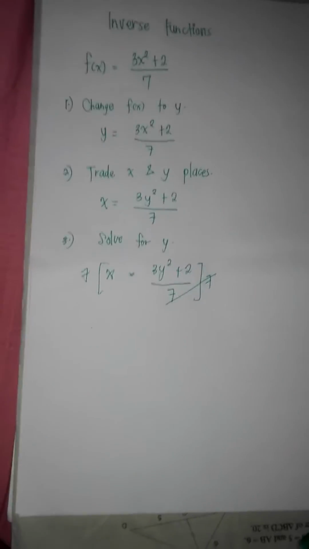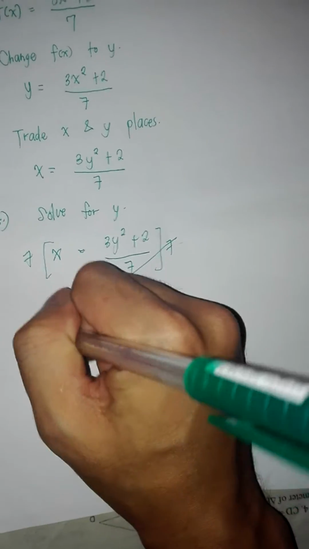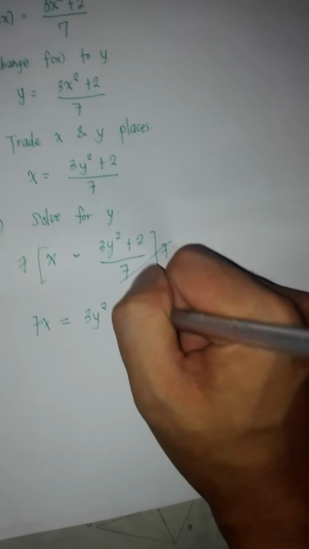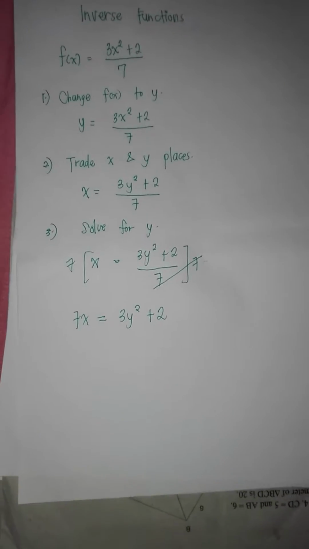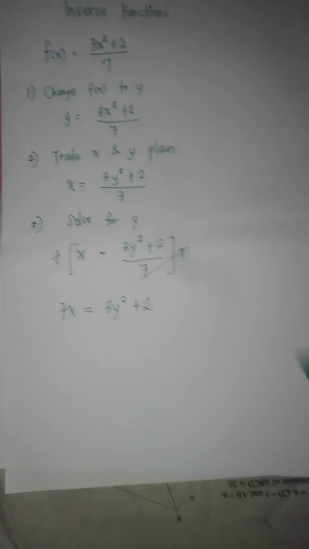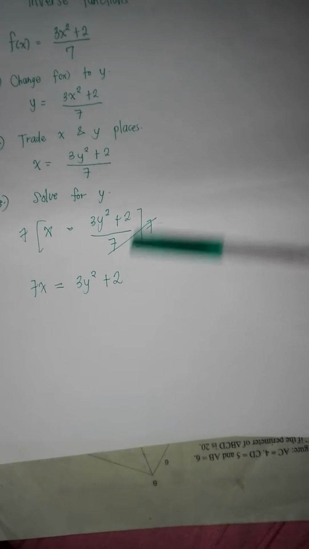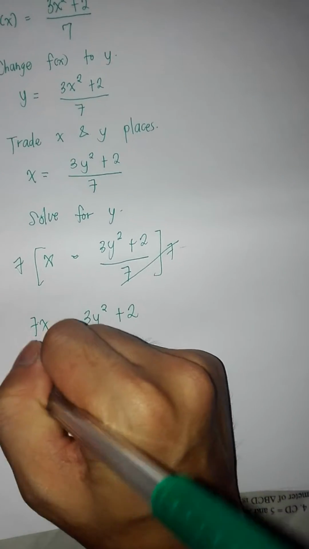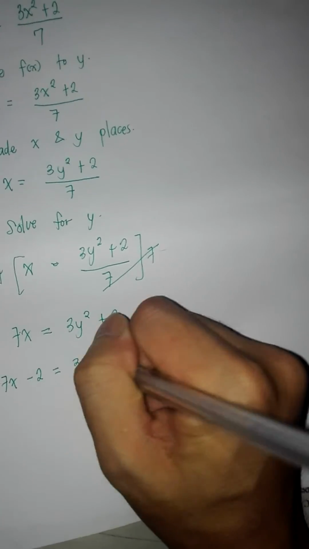This one is cancelled out. What I have left here is 7x equals 3y squared plus 2. Okay? And then, because we are solving for y, we will transpose 2 to the other side. And it will be 7x minus 2 equals 3y squared.